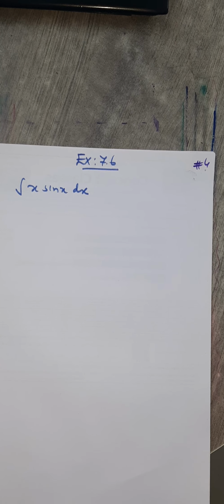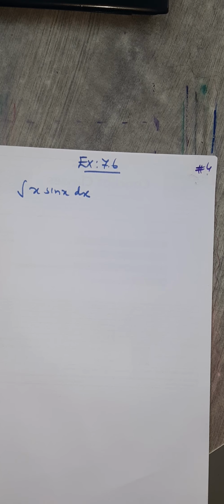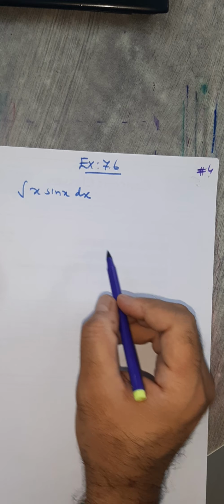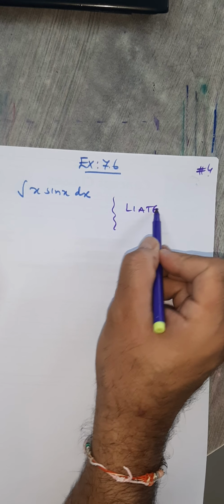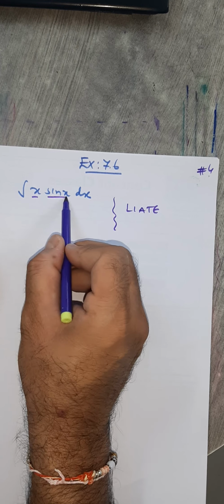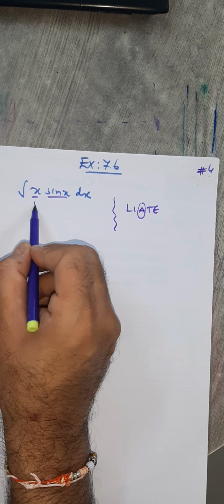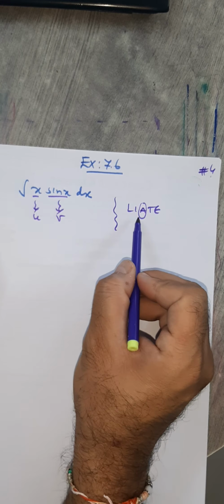7.6 exercise. First question, integrate x sine x. You can see this is the product of two functions. Combinations of which two functions here? Combination of algebraic and trigonometric. Algebraic occurs first, so this should be your u and this should be your v, remember, according to the Lecture rule.